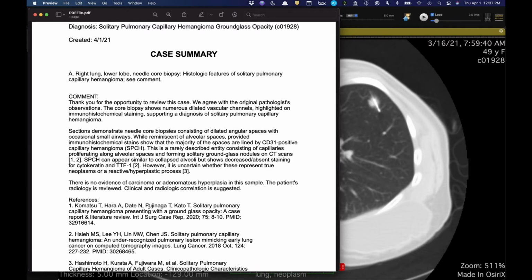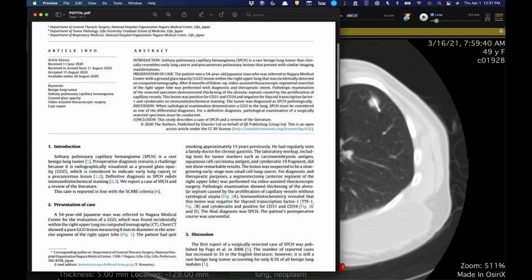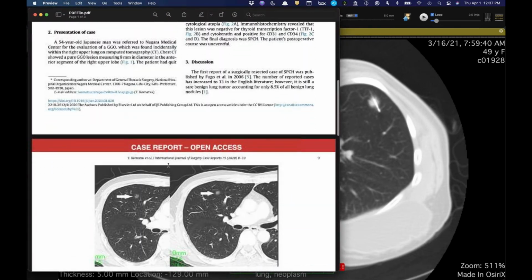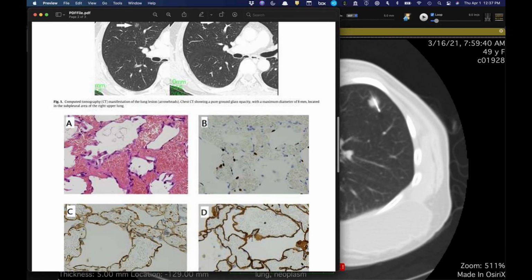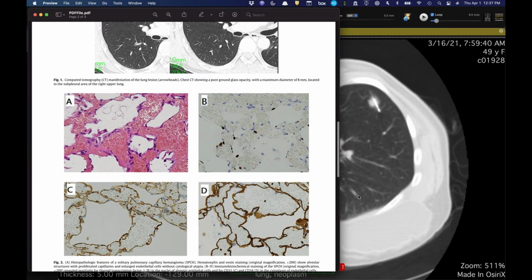And he actually put a lot of references in here, so I pulled up one of those. And yeah, so the solitary pulmonary capillary hemangioma. It just presents as a GGO, and this one looks very similar. And you can see that they do some stains, and there are stains for capillary endothelium along the alveolar septa.